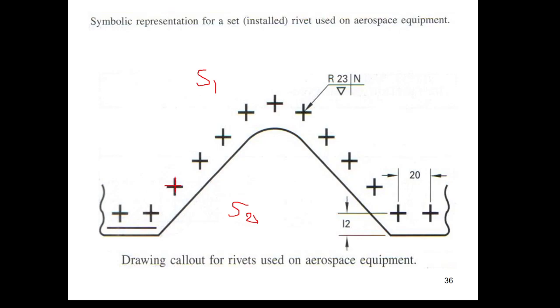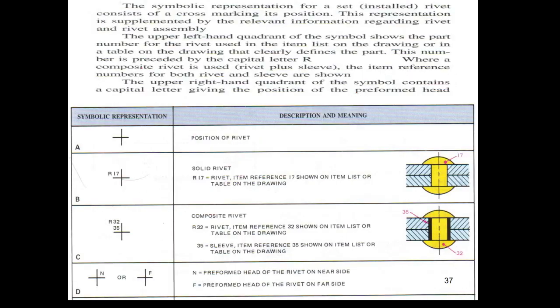Instead of showing the rivets in their true projections, just put crosses. The cross is at the center of the rivet. Then indicate one of them if the rivets are identical, of course. Show the location dimensions only, 20, 12, etc., and indicate one of them with a leader line. Along the shoulder of the leader line, put such a cross, having 1, 2, 3, 4 quadrants, and into the quadrants write the necessary notes. The meaning of this, the meaning of that, these are written in this table.